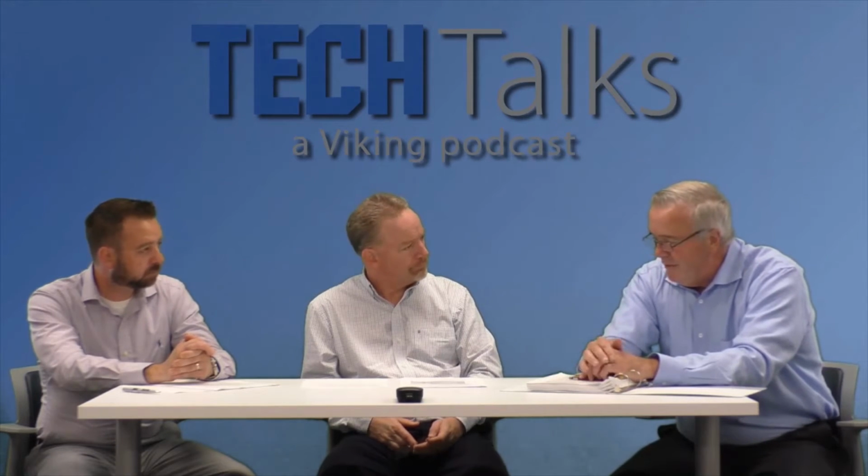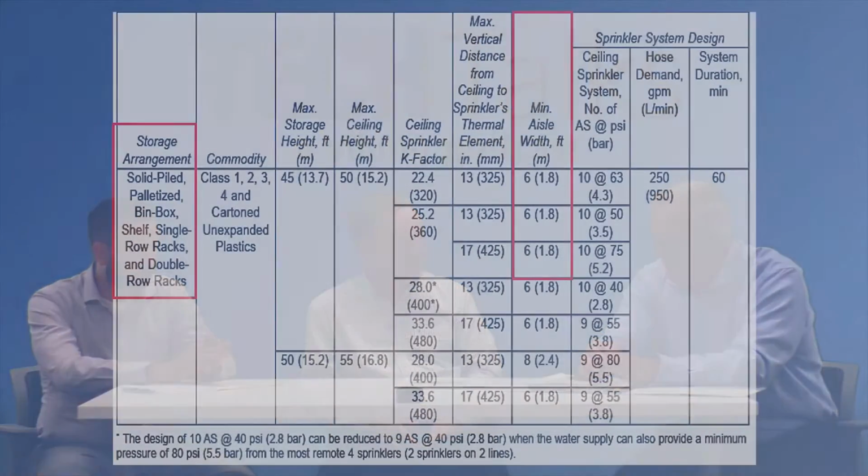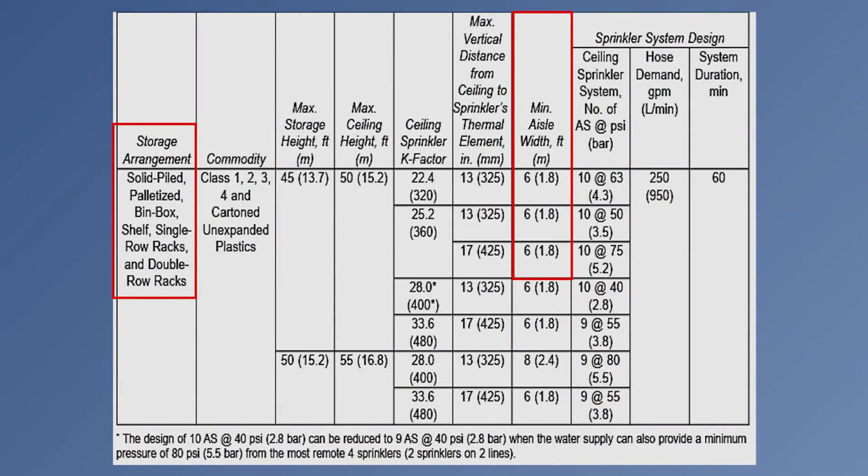The second significant factor is the type of rack storage protected. So as you can see in table 17B, the storage being protected is solid pile, palletized, bin box, shelves, single row rack, and double row rack. And blatantly missing is multiple row racks.